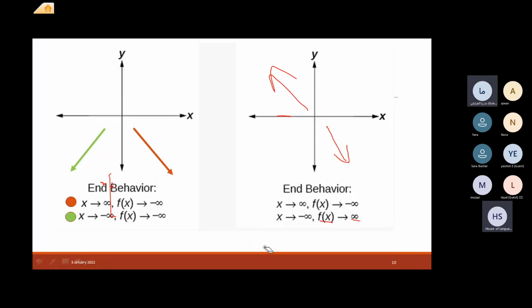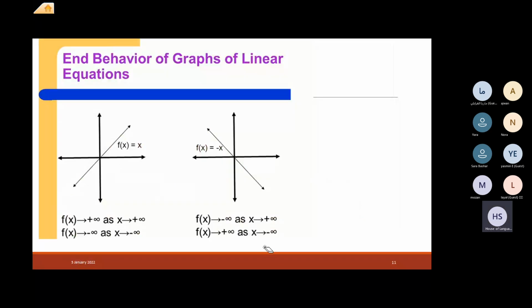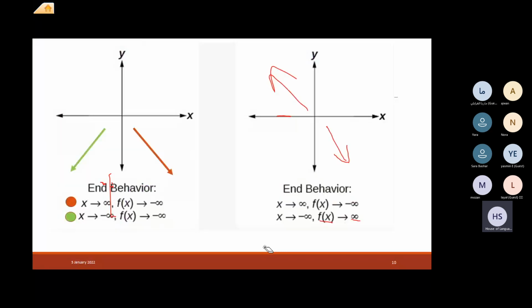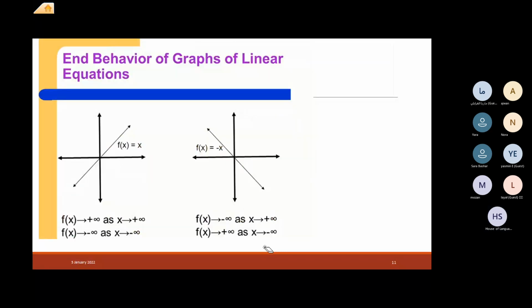Is it clear? It's so easy. Now, you know that functions cannot come like this. The functions will be like this, increasing, decreasing, and so on. Look at these examples here. Look at f of x equals x. Who can explain now for me?